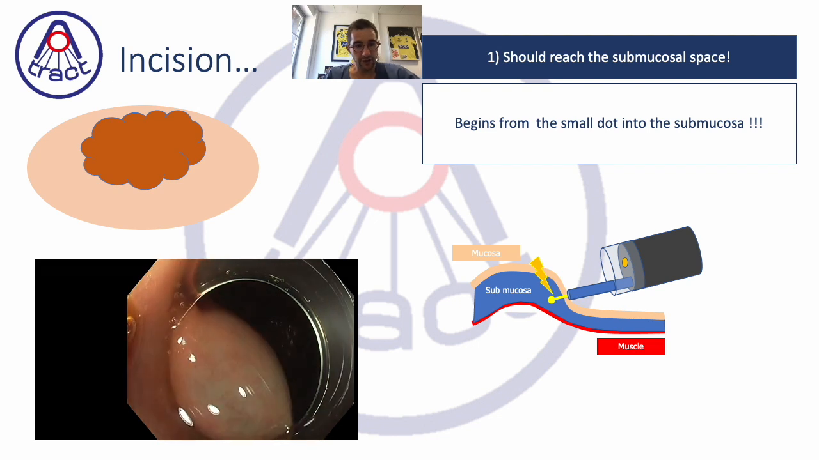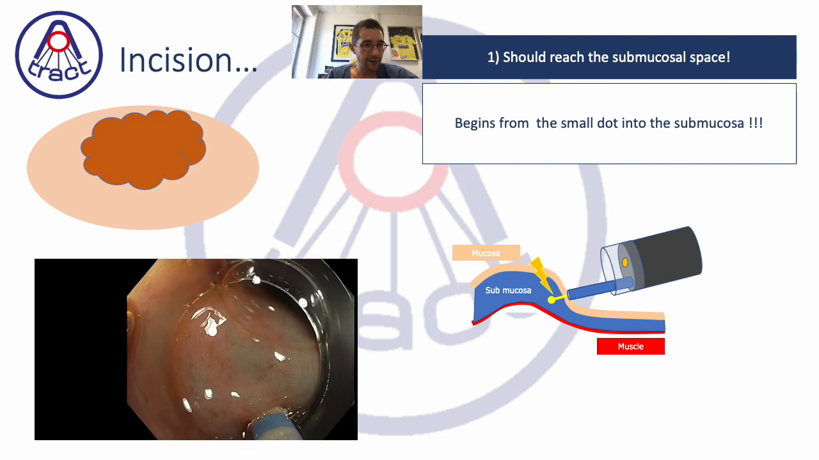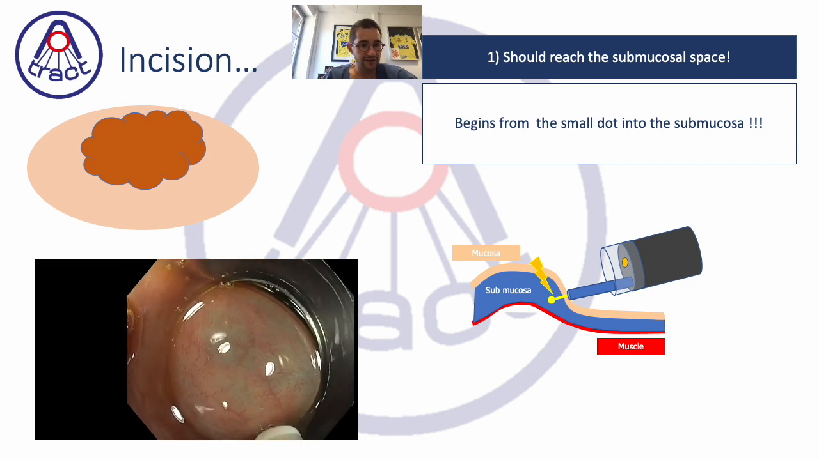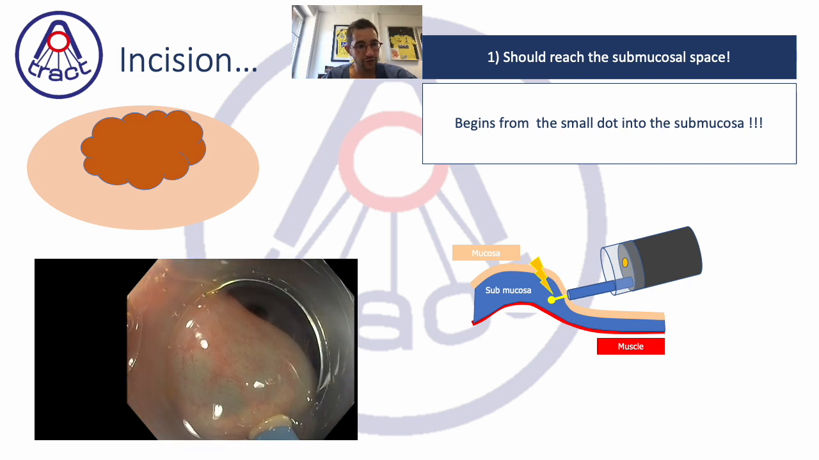Here we have a lesion. We will do a small hole like this, staying perpendicular. We check that there is blue at the bottom, and after we will move from this point.